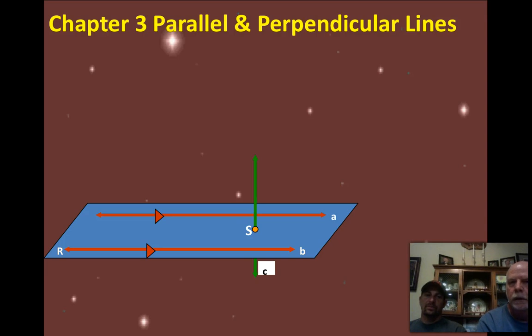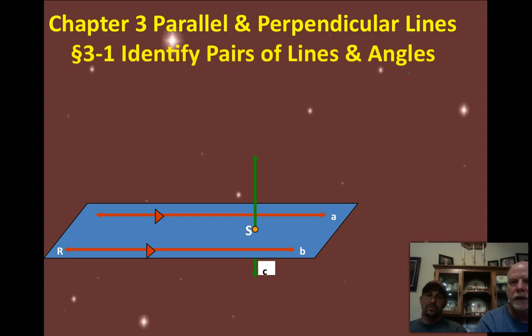So the first section is titled Identify Pairs of Lines and Angles. And once we identify these pairs of angles, especially, we use them the rest of the year. So you got to catch these names as quickly as possible. The sooner you know them, the easier the rest of it is.